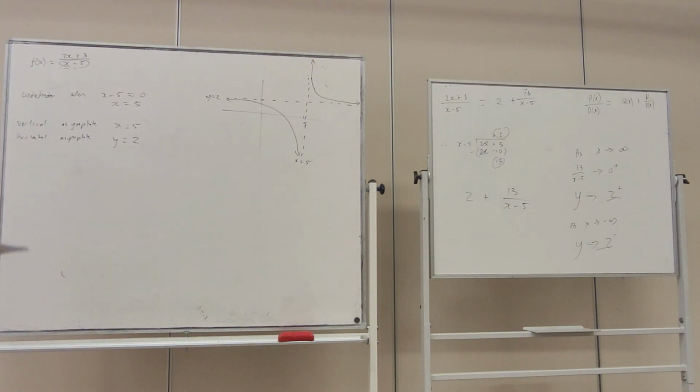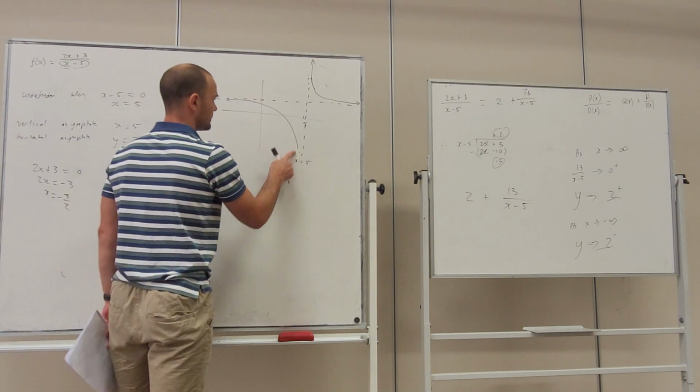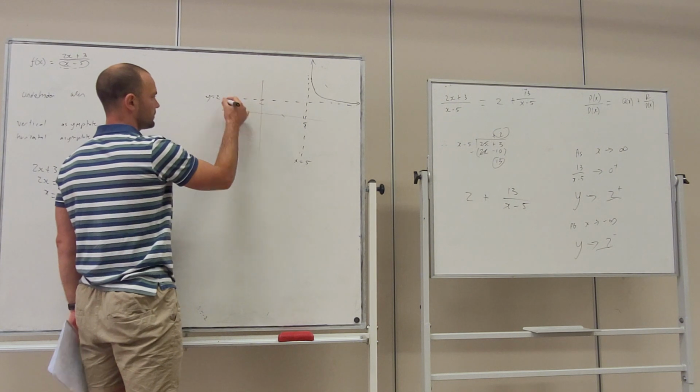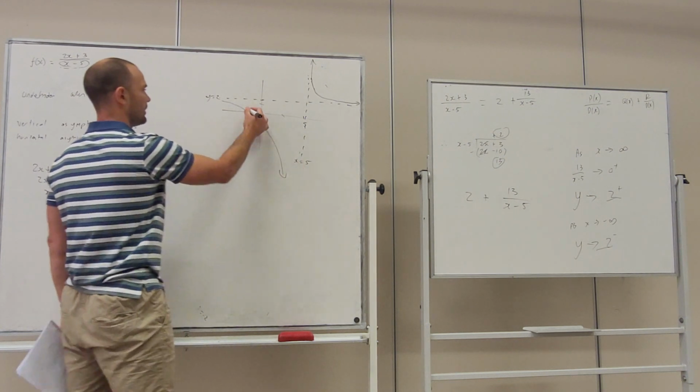Find the axis intercepts. Okay, so rational function. The x-intercepts occur when the numerator is 0, so 2x plus 3 equals 0. We'll solve for this. Alright, so I have not drawn the x-intercept in the correct spot. Let's put that minus 3 on 2. There we go.